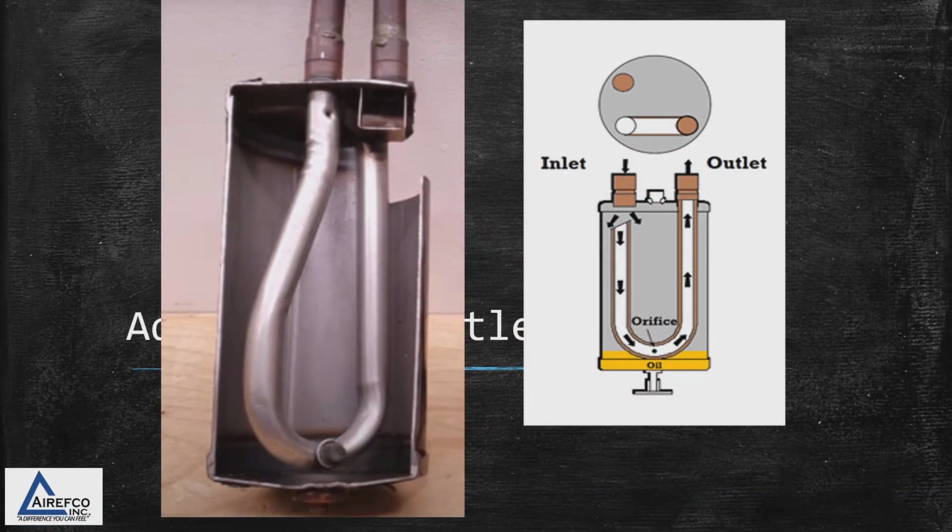We have stated before in previous videos the importance of making sure that the accumulator is changed anytime there is suspected sludge or debris in the system. The screen at the bottom of the accumulator tubing is where the oil returns to the compressor. If this screen becomes plugged for some reason, the oil will not return to the compressor, and then you will have lack of lubrication, and then you will have bearing damage and seizing of the compressor, and then that results in compressor failure.